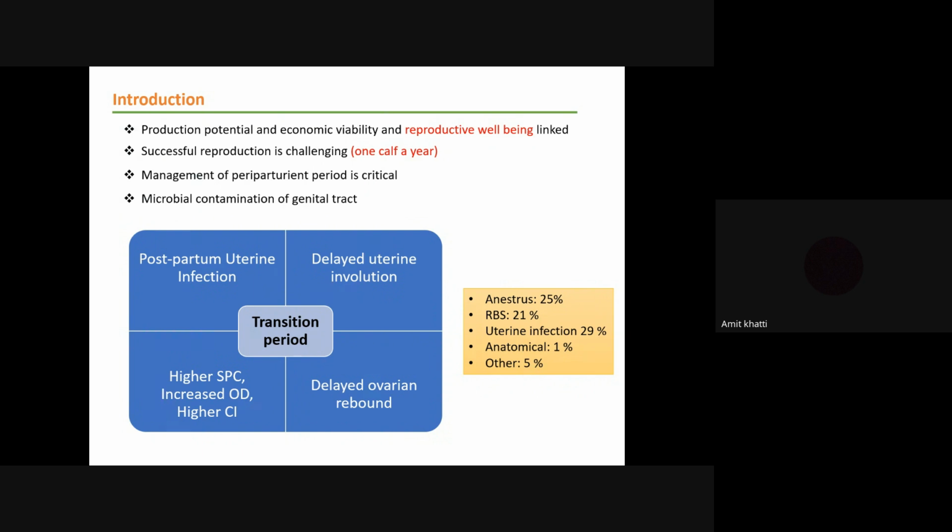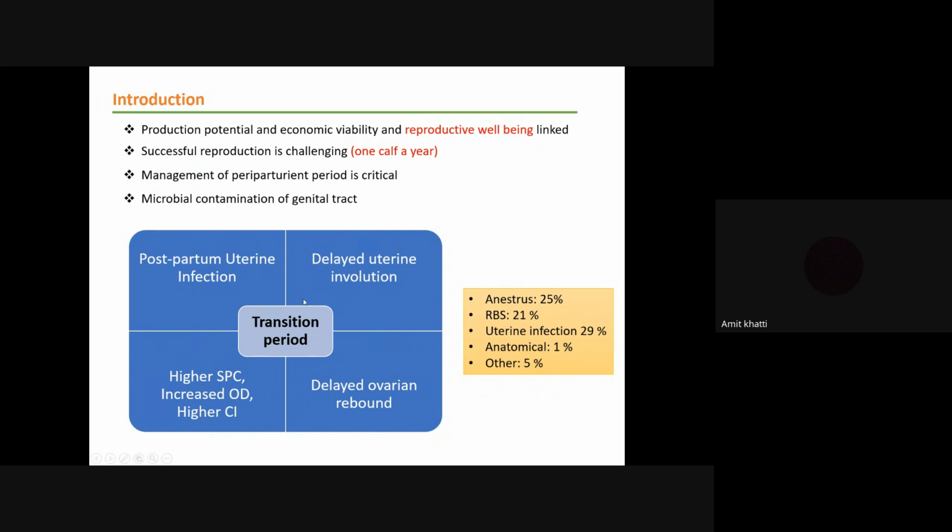So how can we manage successful reproduction? The answer to this question lies in the management of the periparturient period. We will discuss in the later part what the periparturient period is and how its management is critical for successful reproduction. Because in this period, if we commit any error or mistake, then microbial contamination of the genital tract and its colonization will occur in the uterine tissues, and ultimately it will lead to postpartum uterine infection.